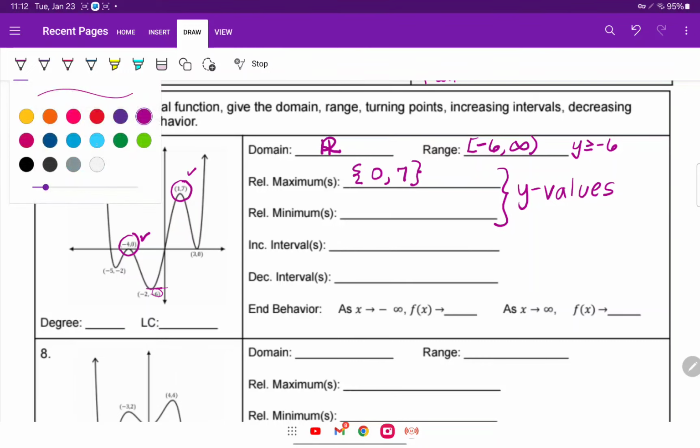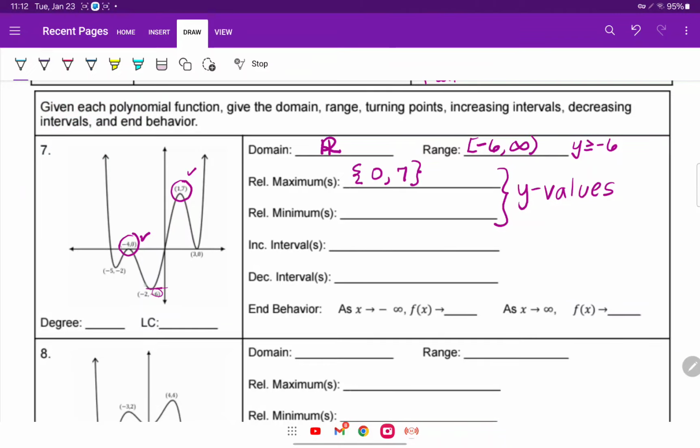Your relative min is the points that are lowest in an area. So this is a low point and this is a low point. So we have two of them. Again, we're talking y values. So the relative minimum y values were -6 and 0. Oh, time out. We have one more here. So let's put them in order. We have -6, -2, and then 0.